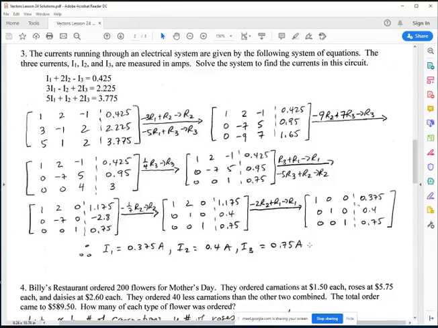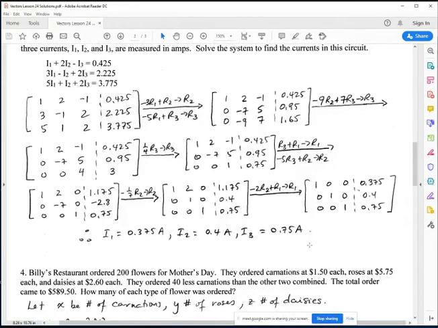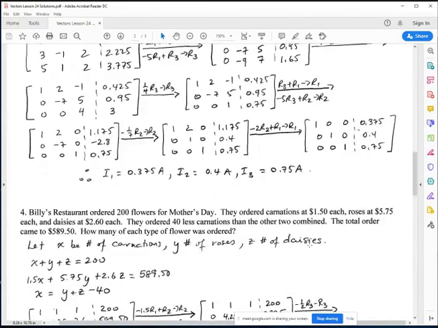So if there's no questions, let's move on to this one here. In this scenario, you had to write out your system of equations. I would say 2 of the equations are quite straightforward. They give you a total of 200 flowers. So add up all the types of flowers together and you get the total of 200.